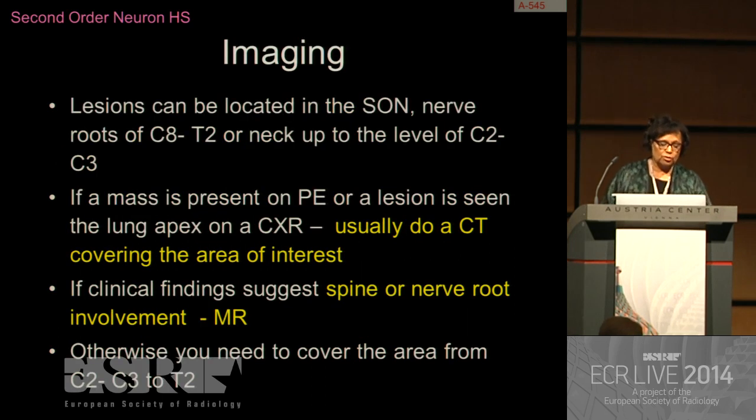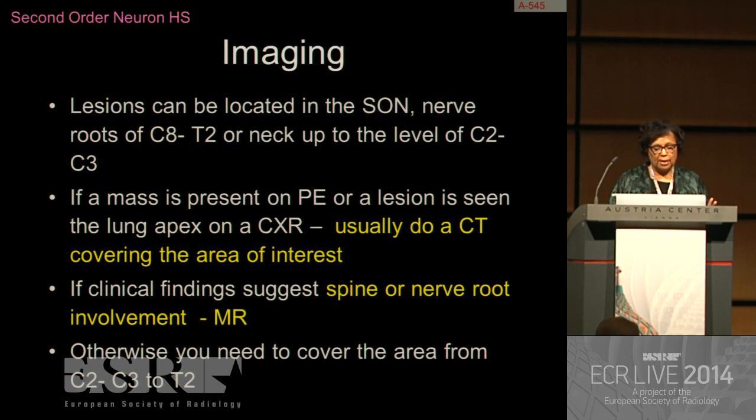And again, when you think in terms of imaging in this category, you have to remember that the lesions can be found either in the spine itself, in the second-order neuron, in the nerve roots from C8 to T2, or in the neck, going anywhere from the base of the neck up to C2, C3. And again, we'll see how the Pancoast tumors involve this area as well.